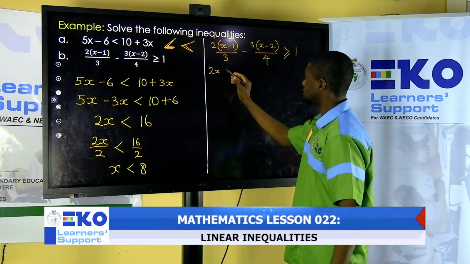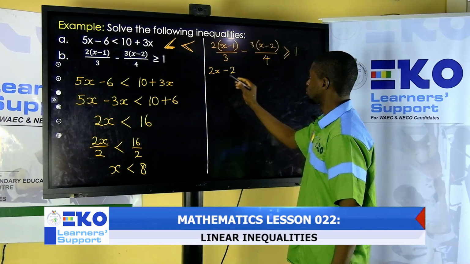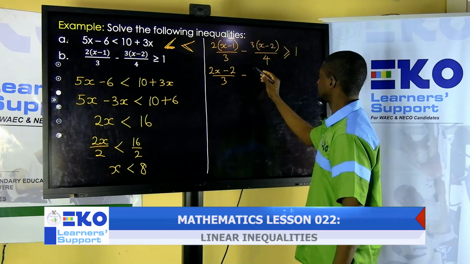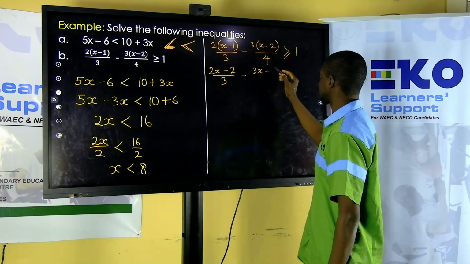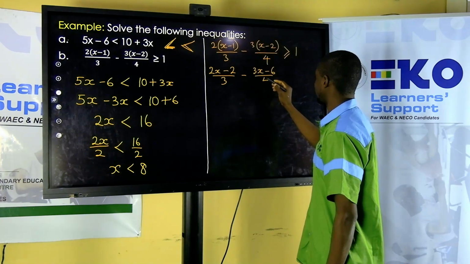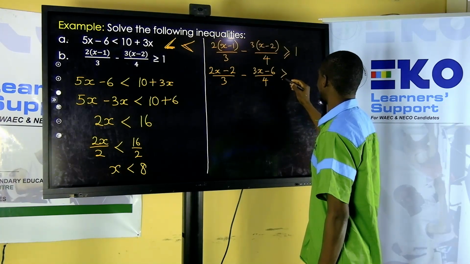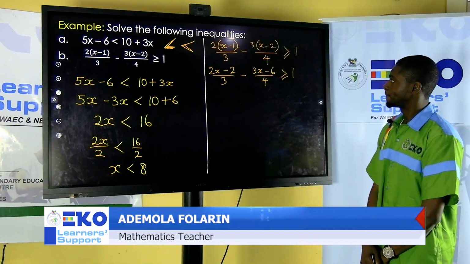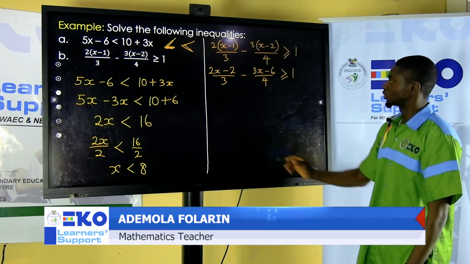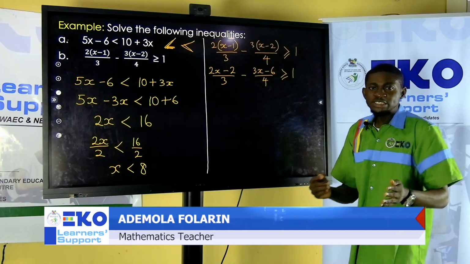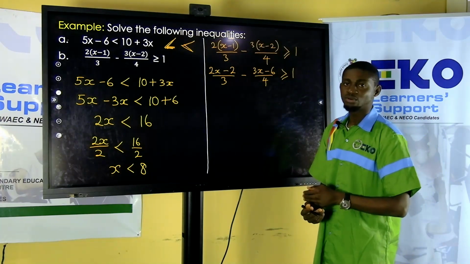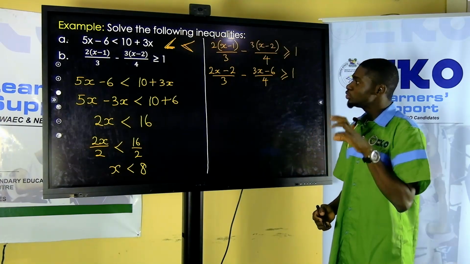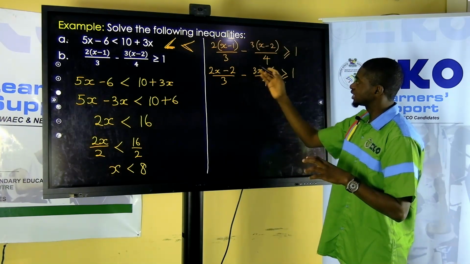It becomes 2x minus 2, all divided by 3, minus 3x minus 6, all divided by 4, greater than or equals to 1. Now, we look at the LCM of the denominators, 3 and 4. So what is the LCM of 3 and 4? Yes, 12. So now that we've gotten the LCM, we then use it to multiply each term that we have here.